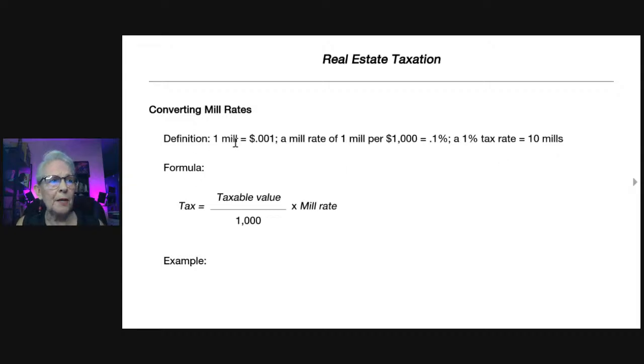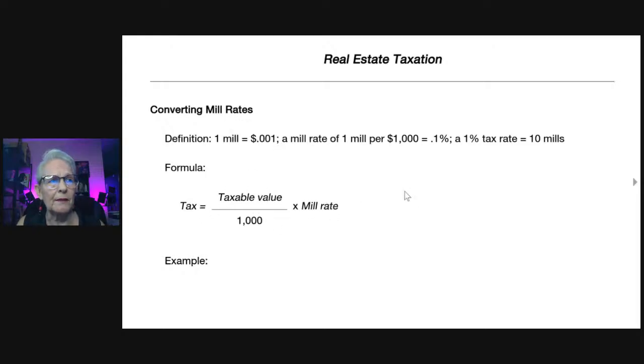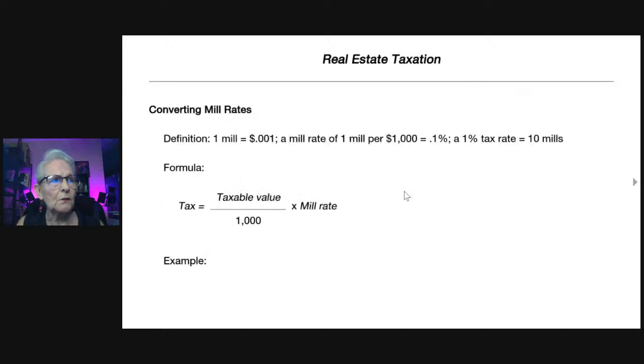So 1 mil here, 0.001. Okay, and it is a 0.1%. Okay, 1 mil, 0.001. Move the decimal to a percentage equals 0.1%. So the tax value, taxable value times the mill rate divided by 1,000. Oh, pardon me.